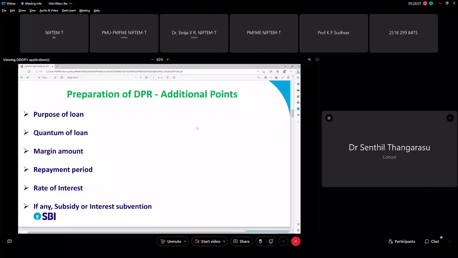After your submission of papers, the bankers will come for the pre-sanction inspection. Whether the project area is good, technically the area is good, whether water is available, power is available, and the market area is near your location. These are all things the banker will analyze at the time of pre-sanction inspection.